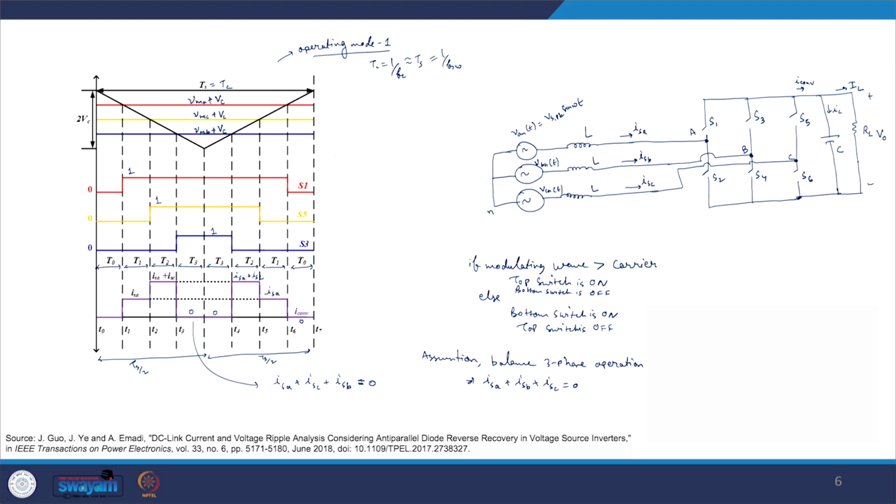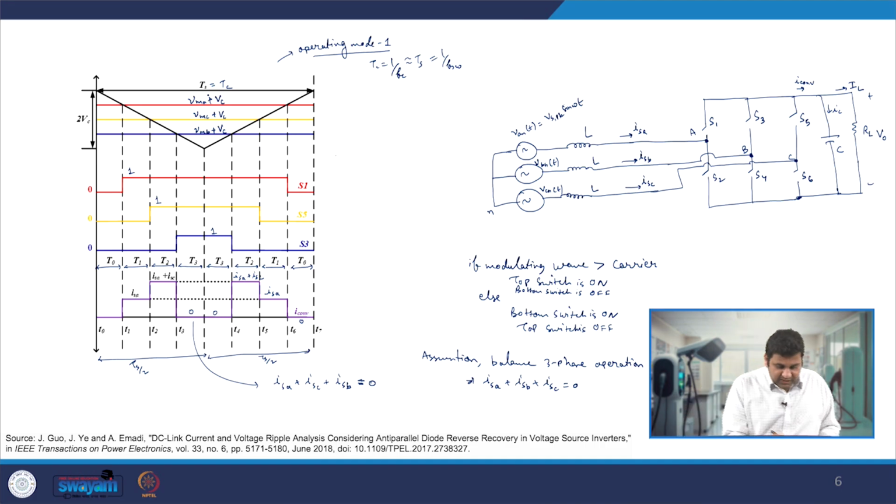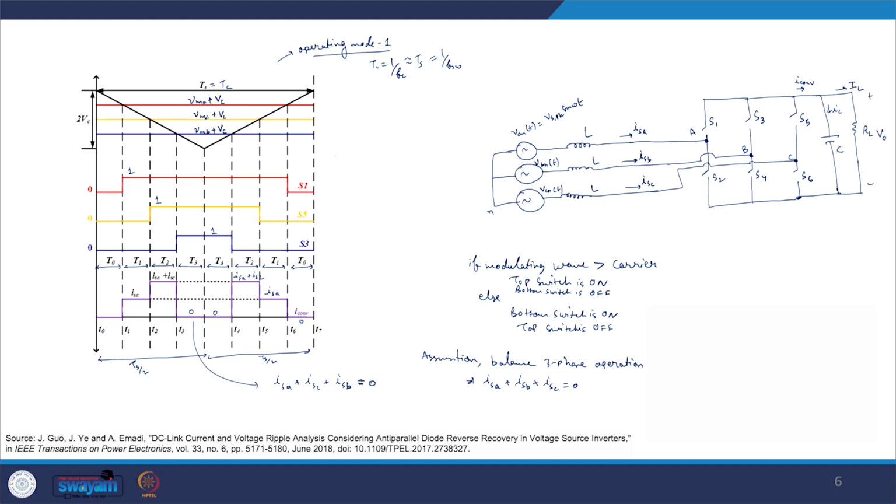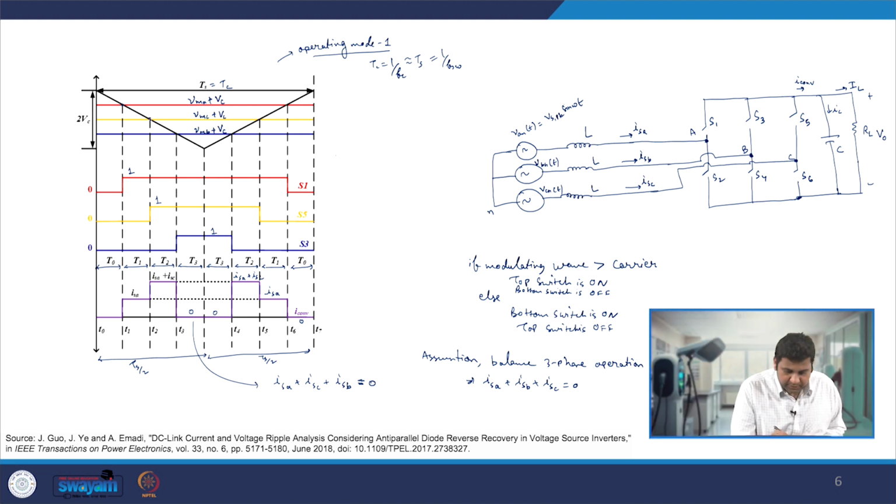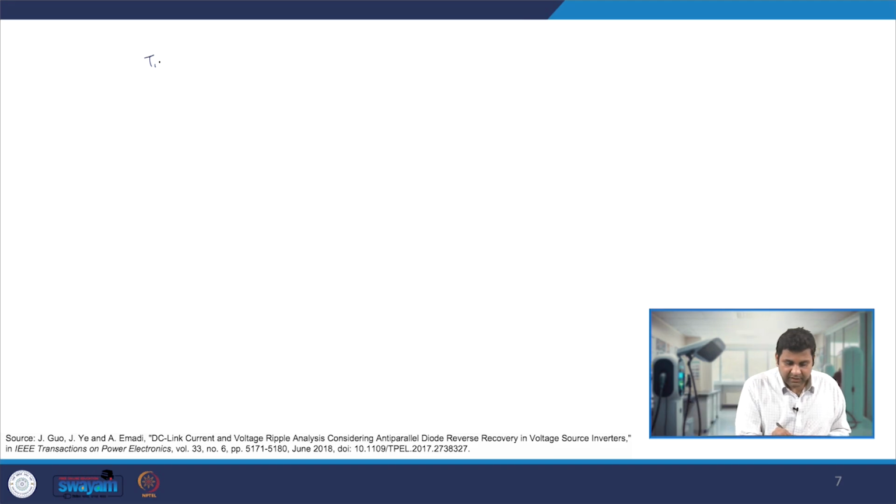Now let us first calculate the values of T0, T1, T2. If we look very carefully, T0 is nothing but the portion of the Ts by 2 whenever the carrier is greater than Vma plus Vc. And T1 is the portion of the Ts by 2 whenever the carrier is between Vma plus Vc and Vmc plus Vc. That means between this point and this point, that is nothing but T1.